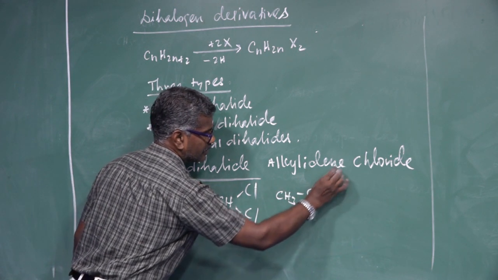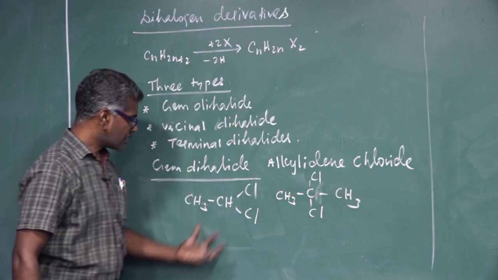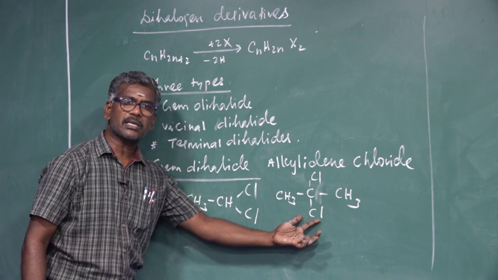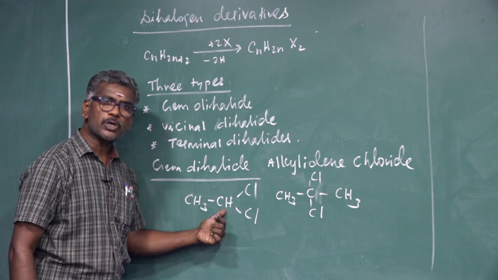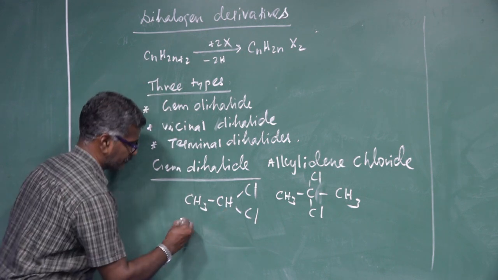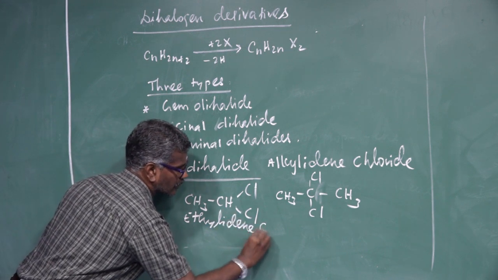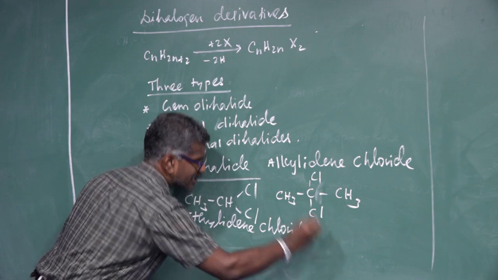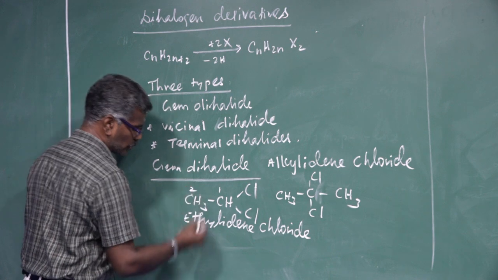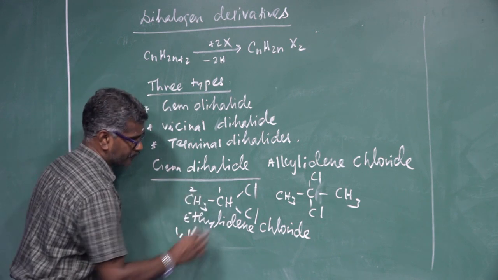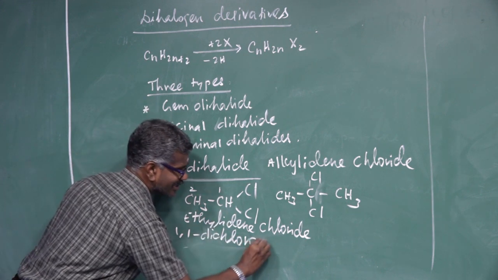CH3, C, Cl, Cl, CH3. This one is terminal, this one is non-terminal. What is the name? Common name: alkylidene chloride. Here how many carbons? 2 carbon, ethylidene chloride. This is the common name. IUPAC name: the functional group is attached to the first carbon, so give the least number 1, 2. So 1,1 dichloro ethane.